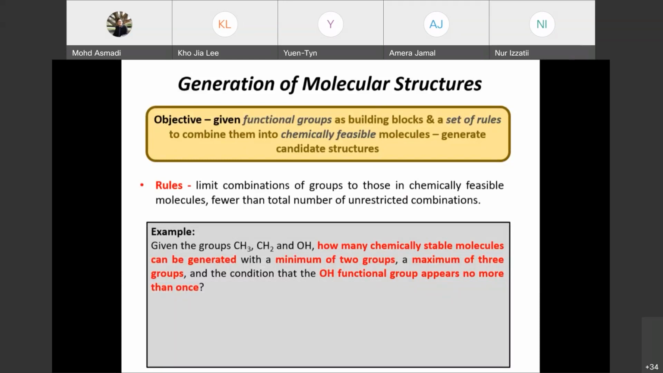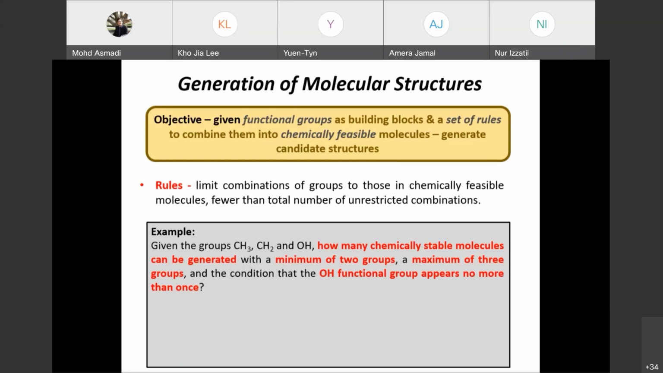Okay, so these rules limit the combination of groups to produce chemically feasible molecules, fewer than the total number of unrestricted combinations. For example, given the groups CH3, CH2, OH, you have to determine how many chemically stable molecules can be generated within a minimum of two groups. So you cannot generate one fragment, like only CH3, cannot. So a minimum of 2 groups.